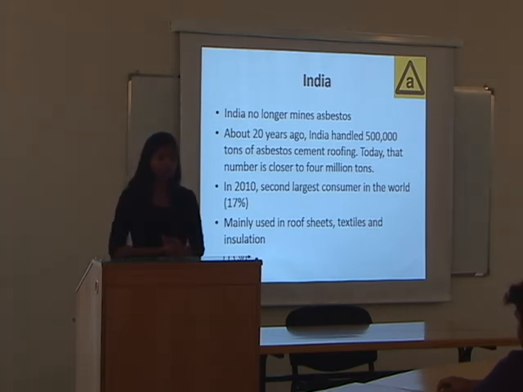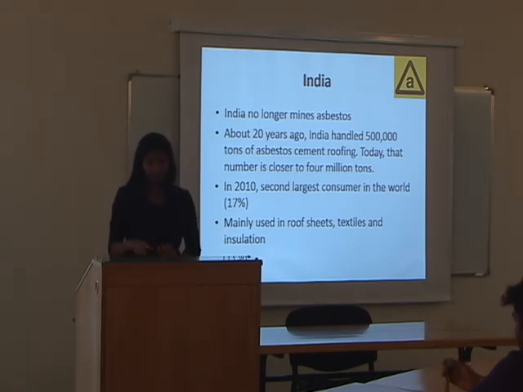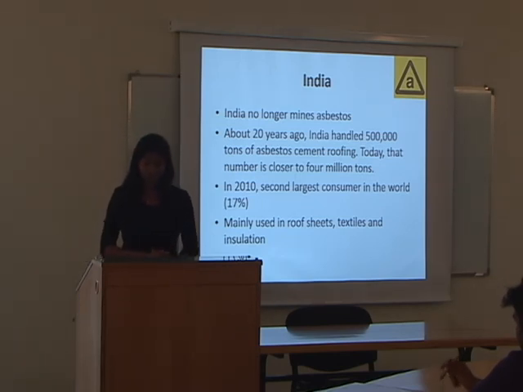India is no longer mining asbestos because the majority of the asbestos present in India was amphibole asbestos, so they are no more mining. They were handling about 500,000 tons of cement roofing in India. And in 2010, they were the second largest consumer in the world. They mainly used it in roof sheets, textiles, and insulation.